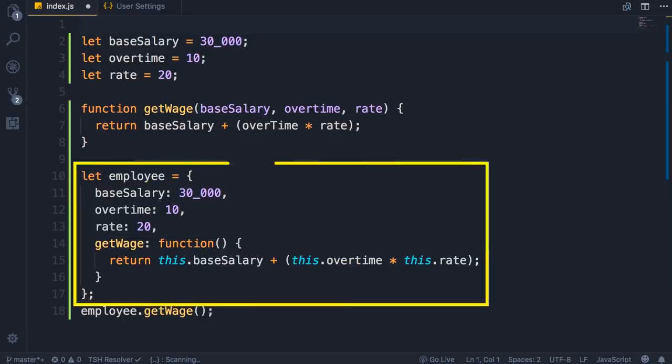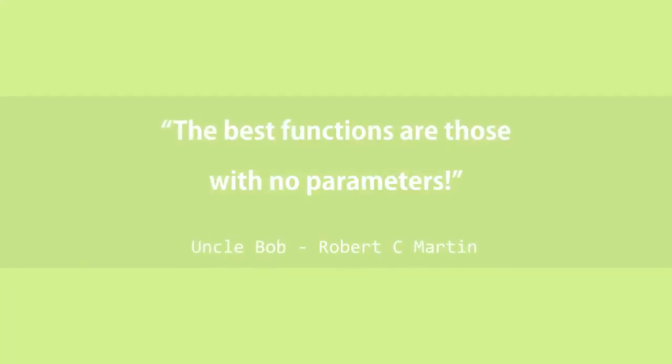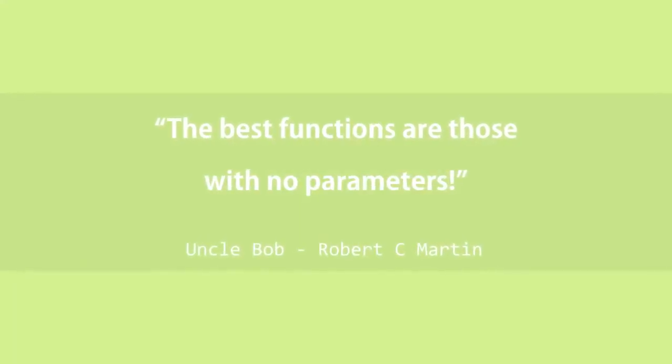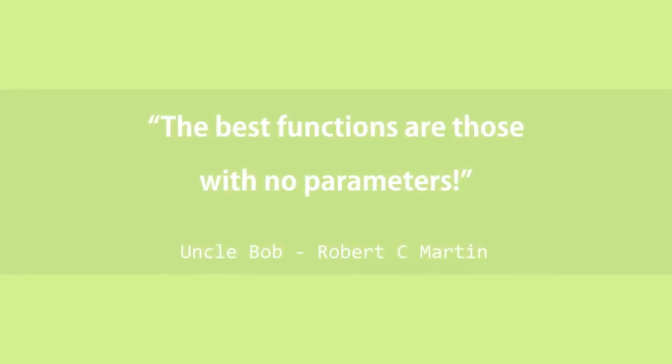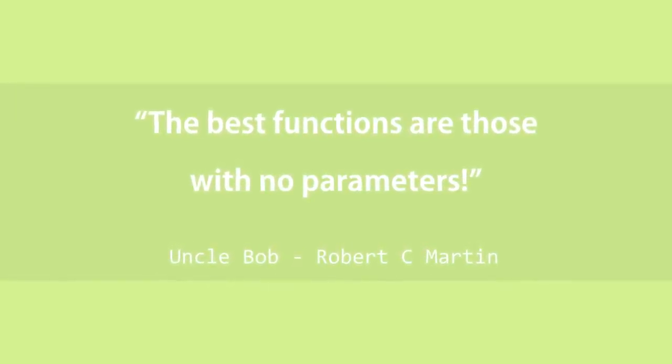So one of the symptoms of procedural code is functions with so many parameters. When you write code in an object-oriented way, your functions end up having fewer and fewer parameters. As Uncle Bob says, the best functions are those with no parameters. The fewer the number of parameters, the easier it is to use and maintain that function. So that's encapsulation. Now let's look at abstraction.